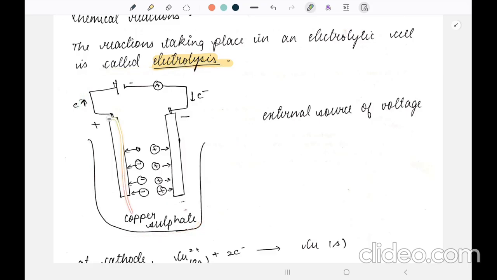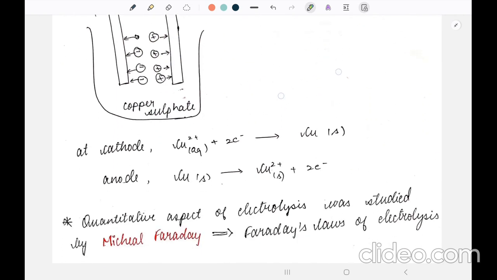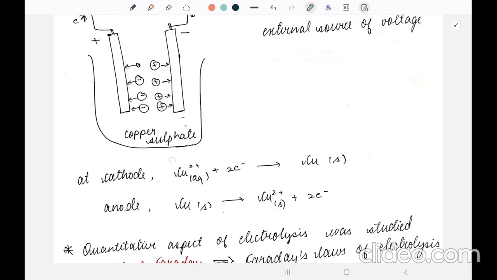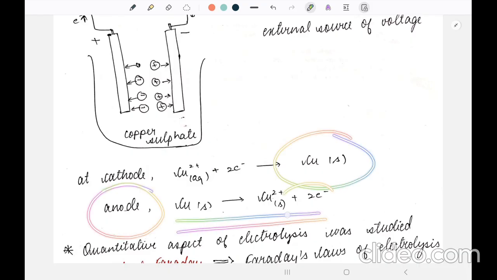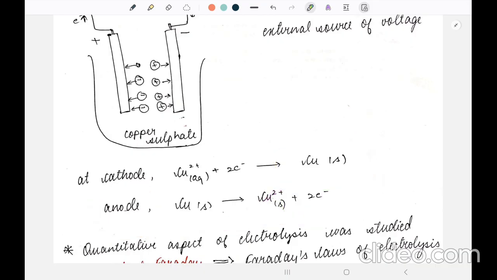From the anode the electrons will move, pass through the external source of voltage, and then come and deposit at the cathode. The working at the cathode is like this: Cu2+ receives 2 electrons and gives rise to the deposition of copper, while at the anode the copper will be broken down and 2 electrons will be released. In industrial processes, an impure copper rod is made the anode, and on passing electricity we get the pure copper rod at the cathode.